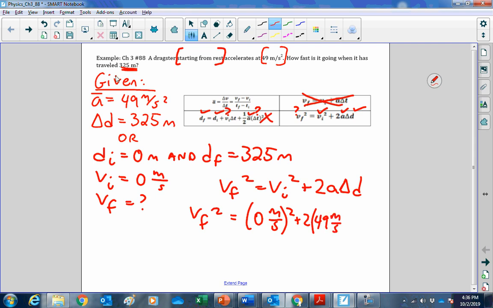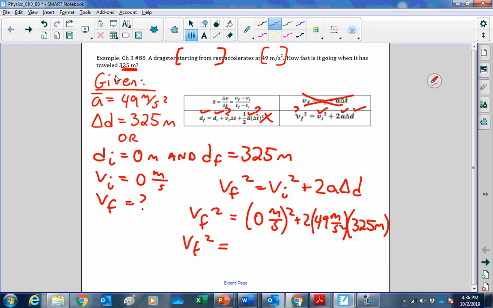And I like to copy the units too, just so that I make sure they all come out right. And I haven't made any mistakes when I copy down the equation. So when I do this, I just get 0 here plus a huge number. This will come out really big.